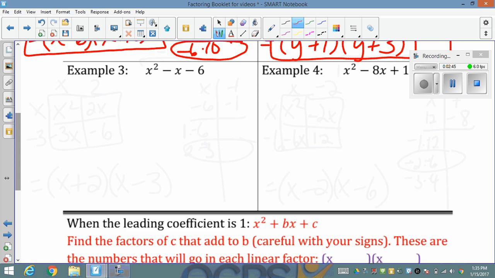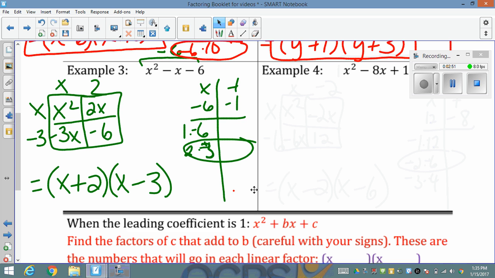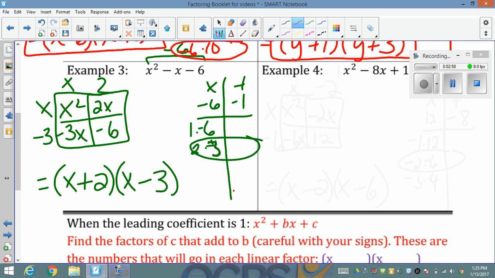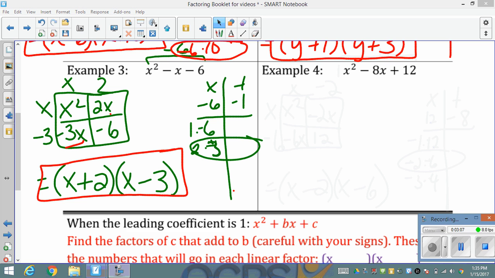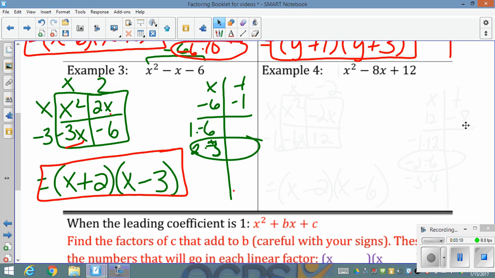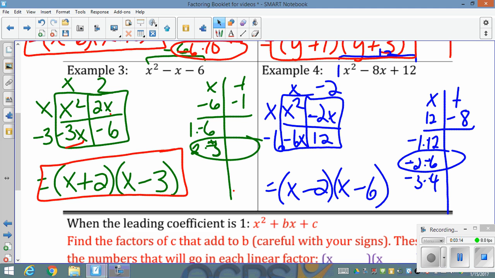For example 3, I wanted to multiply to a negative 6, add to a negative 1. I used 2 and negative 3. Put it in the box there. And then pulled out the GCF of each row, each column, giving me the answer x plus 2, x minus 3. And then finally, for example 4, I was multiplying to 12, adding to negative 8. Pay attention to your signs on that one. Since you're multiplying to a positive, your sign needs to be the same. Since you're adding to a negative, they both need to be negative. So using negative 2 and negative 6, and then pulling out our greatest common factor.